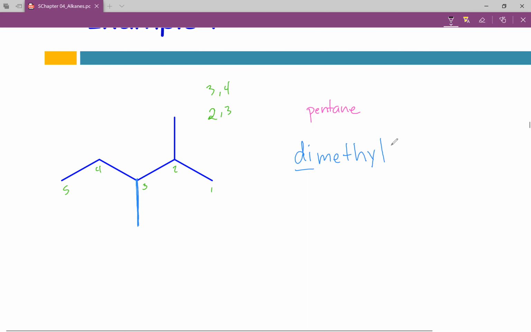And now we have to designate what number carbons these 2 methyls are on. So like I said before, these methyls are on 2 and 3. So we're going to say 2,3-dimethylpentane. Okay? And so then that's what I mean by numbers are separated by commas and numbers and letters are separated by dashes. And notice here that the last substituent, or in this case, the only substituent, is going to be right up against the parent chain. Okay, so let's continue now.